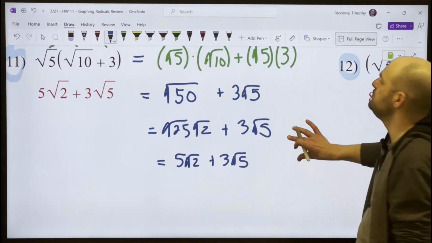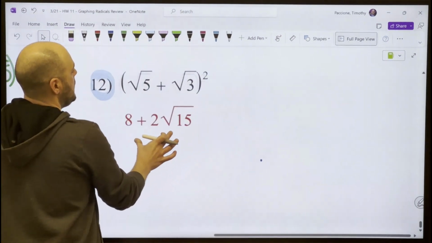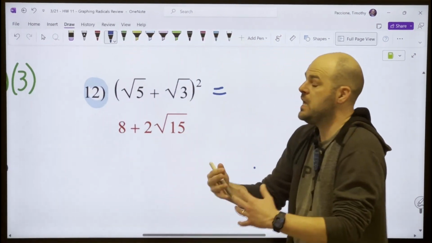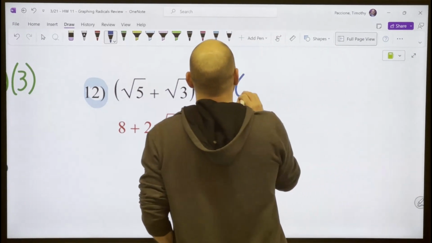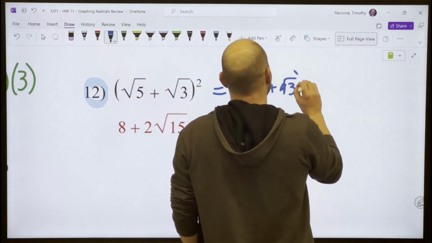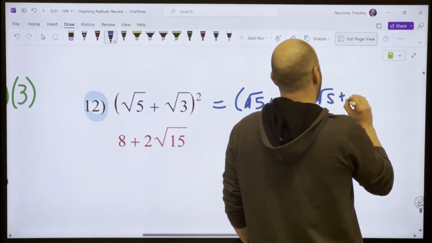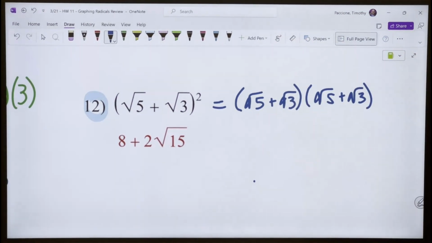Okay, this one, I will say the biggest trick here is remembering if you have something squared, it is that times itself. So the first step here is to rewrite this as square root of 5 plus square root of 3 times square root of 5 plus square root of 3, and then FOIL that out, or box.